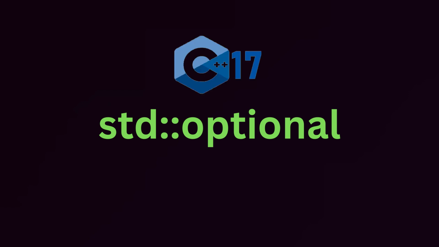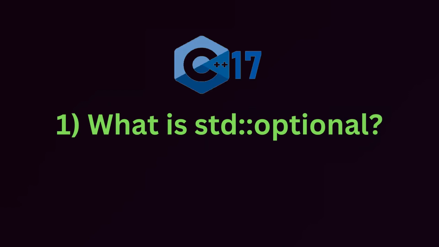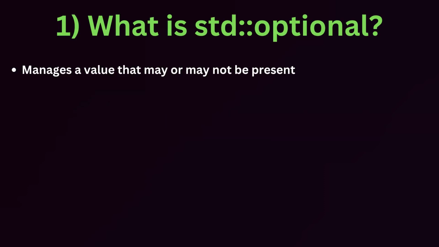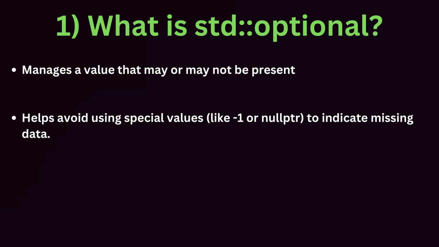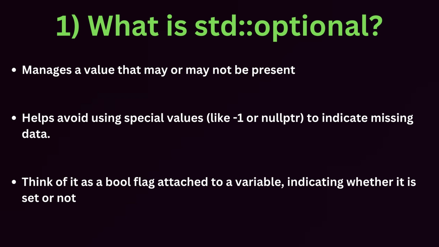Let's dive into a mildly useful C++17 feature named optional. So what exactly is std::optional? Well, it's a utility that represents a value that may or may not be there. Instead of returning unexpected values or using workarounds, std::optional gives us a clean and explicit way to handle missing data. Think of it as a bool flag attached to a variable, indicating whether it is set or not.